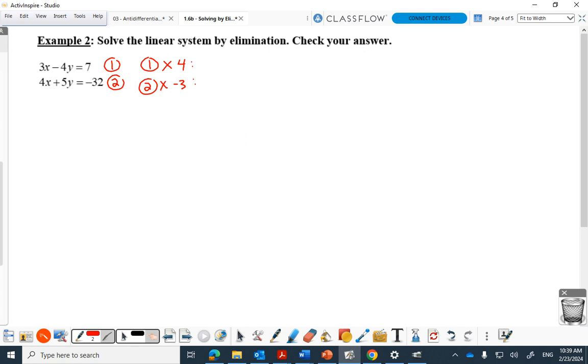So when I multiply everything by 4, the most common error in these is to not multiply everything by 4. Lots of people go, okay, 12x minus 16y, and then they just write 7. That will be your common error. You're so focused on the x's and y's, you forget to multiply everything by 4. And then he multiplies the second one all by negative 3. He gets negative 12x minus 15y equals 96.